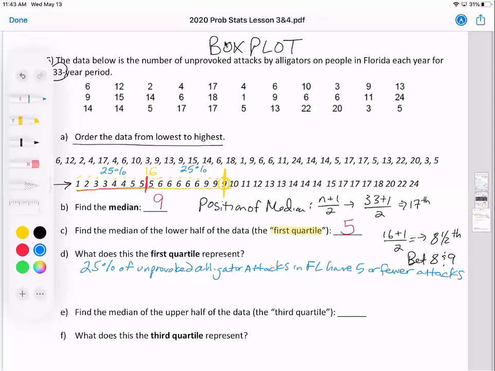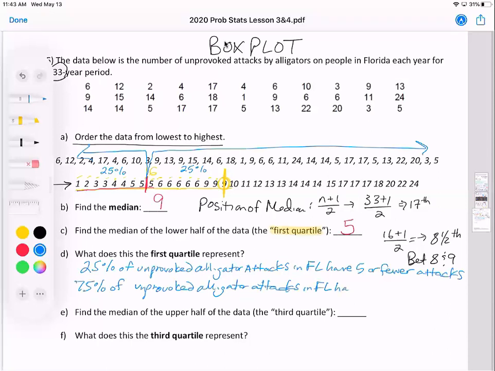Now we could also interpret it the other way. If 25% is this way, then what percent would be that? Well, that would be 75% of unprovoked alligator attacks in Florida have 5 or more attacks. So really important there: if you're going to go 75%, you have "or more." If you're going to go 25%, you're going to have "or fewer" for the first quartile.